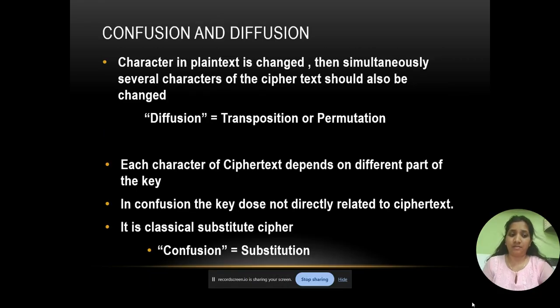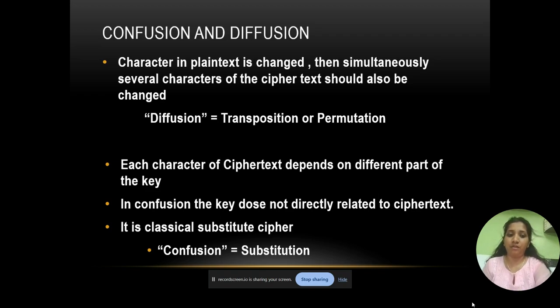So the next part is confusion and diffusion. The two principles in modern cipher designs are confusion and diffusion. If a character in the plain text is changed, then simultaneously several characters of the cipher text should also change. Diffusion equals transposition or permutation. Next, each character of cipher text depends on different parts of the key. In confusion, the key is not directly related to the cipher text. It is the classical substitution cipher. So confusion equals substitution.